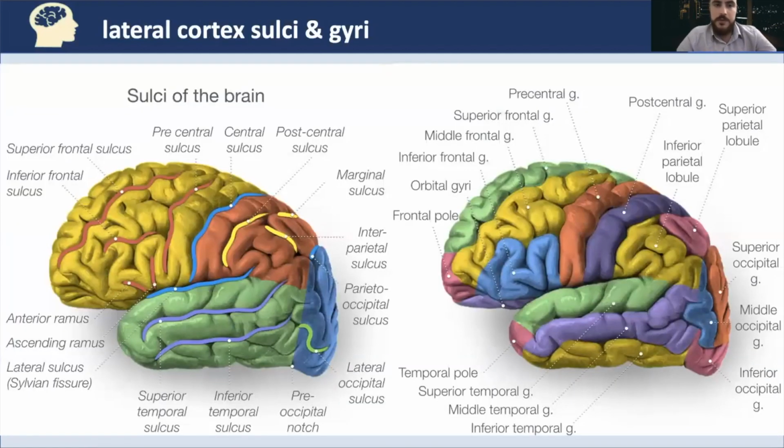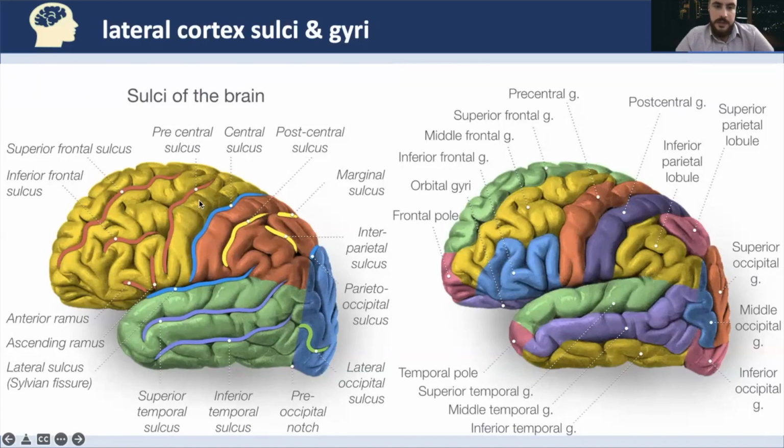Now let's take an overview about the sulci and gyri on the lateral surface of the brain, or the lateral cortex. Well, I'll just talk about it very fast, and then we will discuss each part in detail. So first of all, we have two important sulci on the lateral surface. They are the central sulcus and the sylvian sulcus, or the lateral sulcus. By the way, the central sulcus is also called the Rolando sulcus. So each of them has two names: the Rolando sulcus and the sylvian fissure.